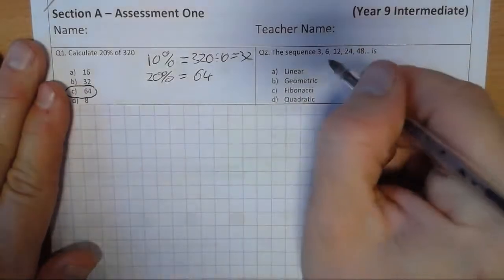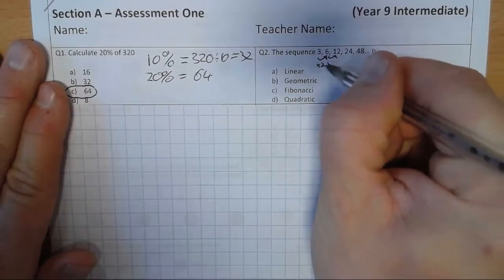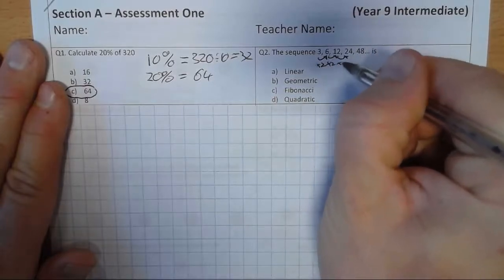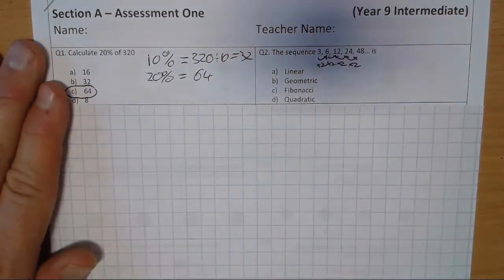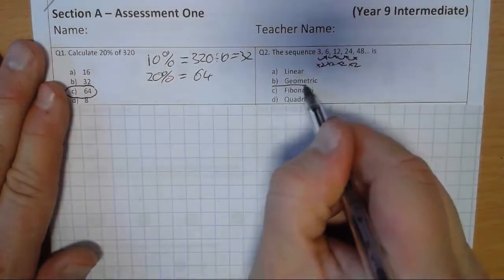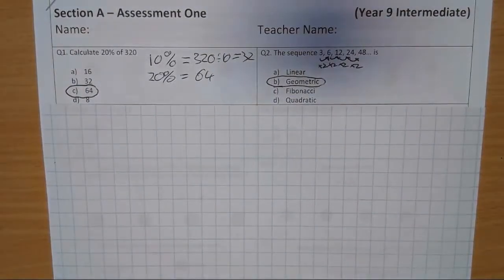So this one's geometric because between each two, we can see that it's being multiplied by 2 each time. It's not going up in an even way, in a linear way. It's being multiplied by 2 each time, and that's called a geometric sequence. So that was just understanding that terminology.